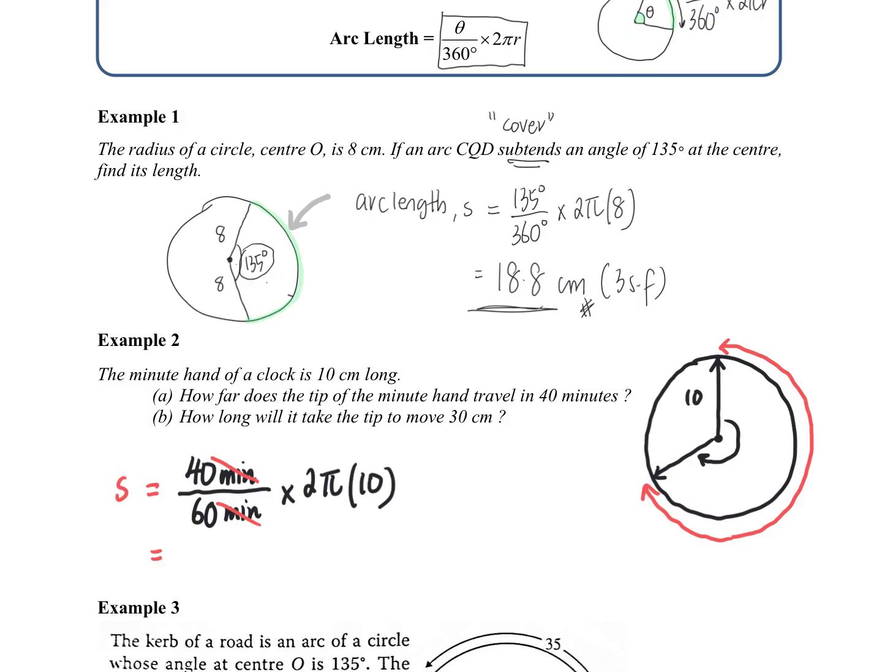So what's the answer? 41.9, 3SF. Okay, so it's by proportion.